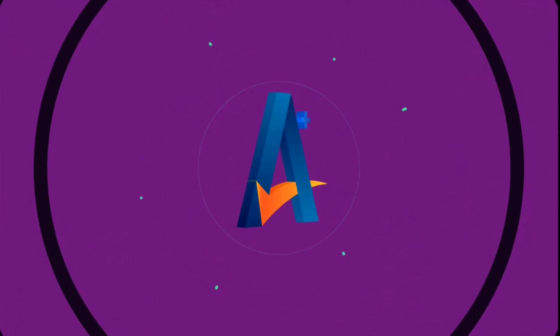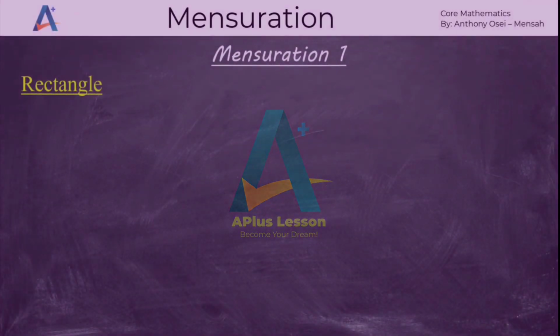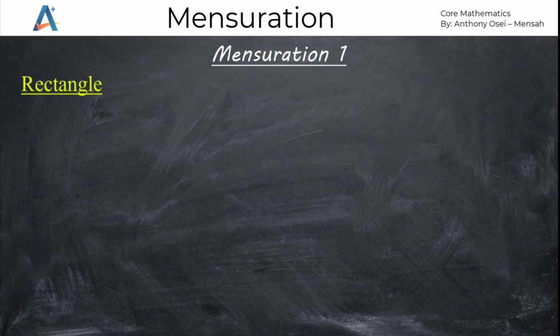Still under the course for Mensuration 1. We want to take a look at the four-sided figure and then the three-sided figure, popularly referred to as the polygons. Now the first polygon that we'll start with is a four-sided figure, and the name is the rectangle. Now let's get into the introduction of the rectangle.